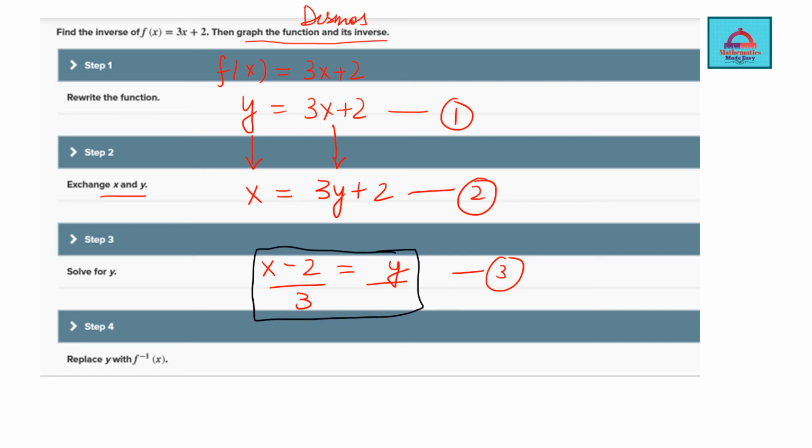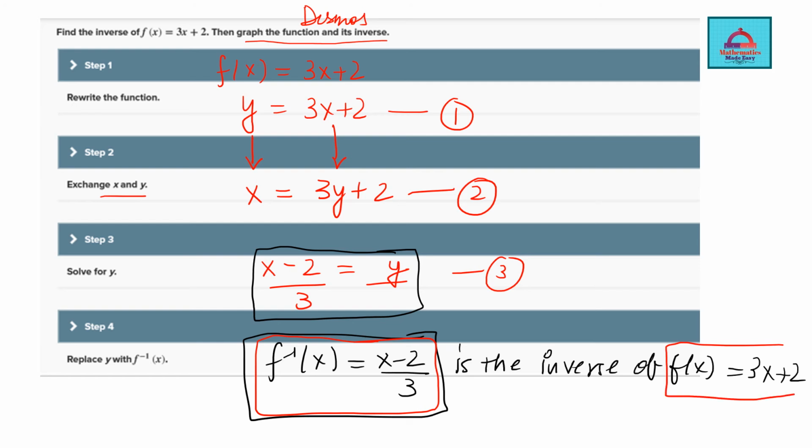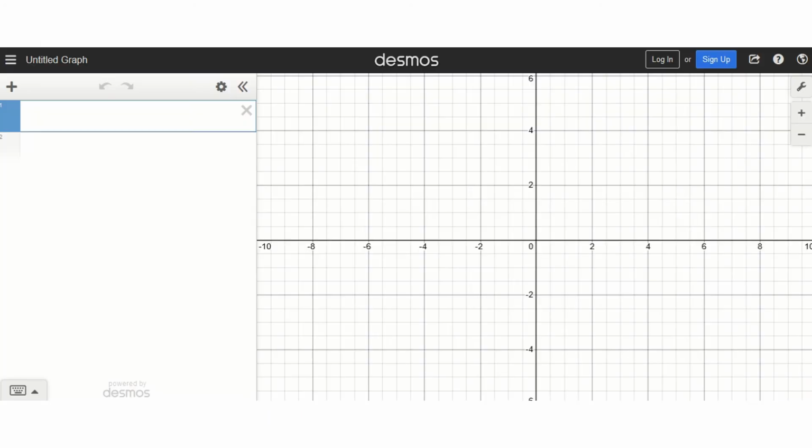Now you replace y with f inverse of x. So your inverse you have already got. So this is the inverse of the given question. So what was given? Inverse of f of x function, which was 3x plus 2. So now you've got both of them. So we are going to do graph of this inverse and the given function, and we'll take the reflection along the line y equal to x. So let's go to Desmos.